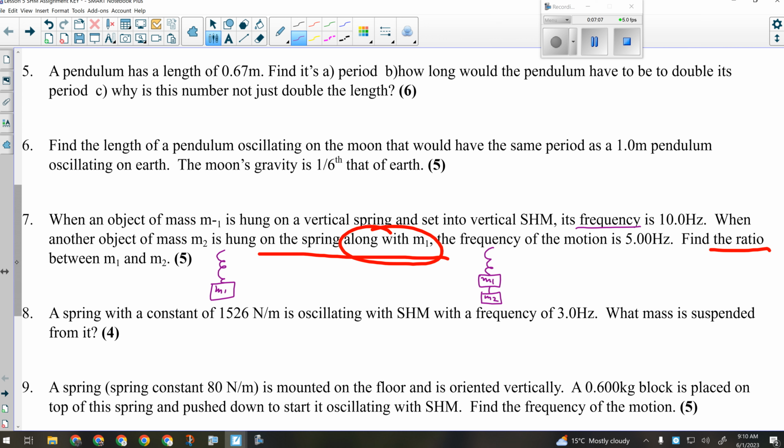And the other thing to remember is that in the second situation, they're both on there. That's the part that people mess up late in the question.